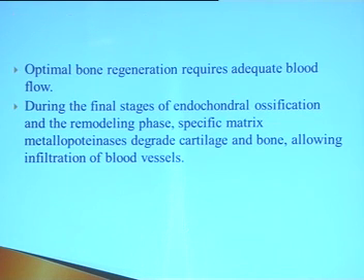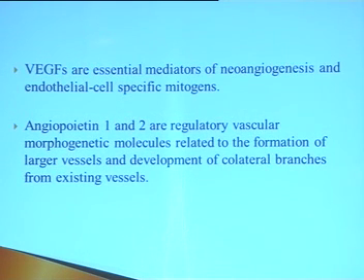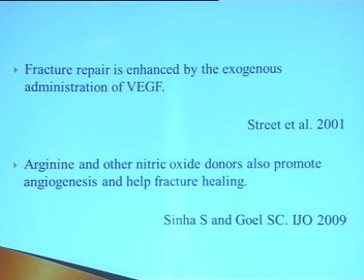So optimum bone regeneration requires adequate blood flow, and during the final stages of endochondral ossification, the remodeling phase, specific proteinases are involved. And there are essential mediators of neoangiogenesis and endothelial cell mitogens. Angiopoietin 1 and 2 are regulatory vascular morphogenetic molecules which are related to the formation of larger blood vessels and development of collateral branches from existing vessels. So they help in vascular formation.